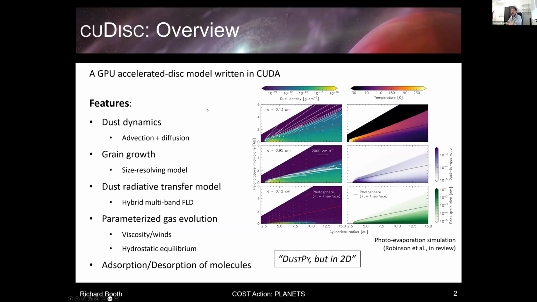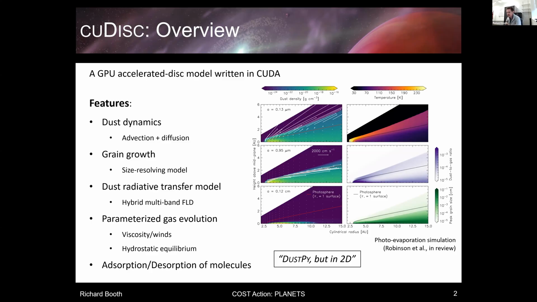So this is genuinely a 2D code where we're modeling the radial distance from the star and the vertical direction. We're assuming axisymmetry, and we're treating the same kinds of things you'd have heard of before. So dust dynamics, so this would be advection and diffusion of dust, grain growth, radiative transfer to get the temperature structure, and gas evolution, along with adsorption and desorption of molecules.